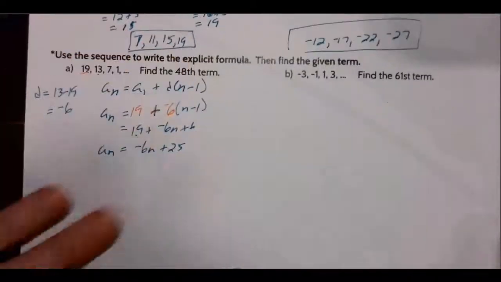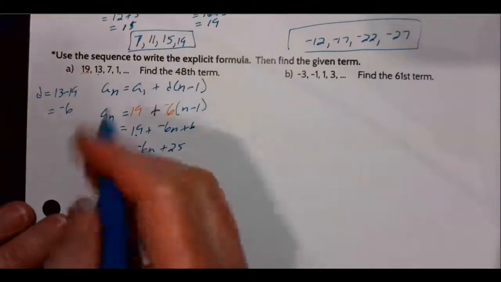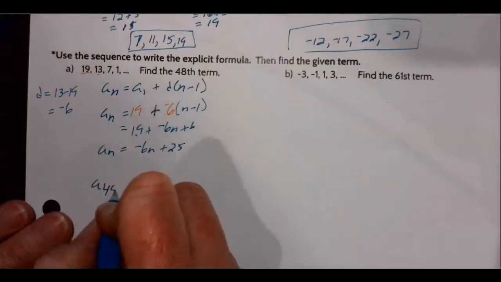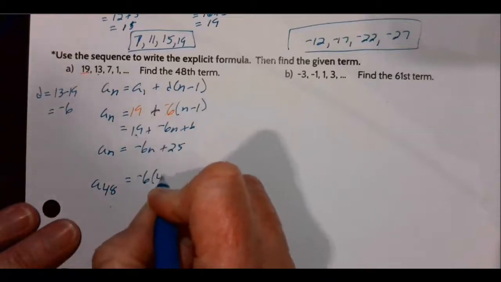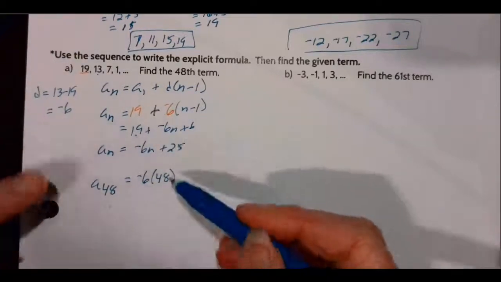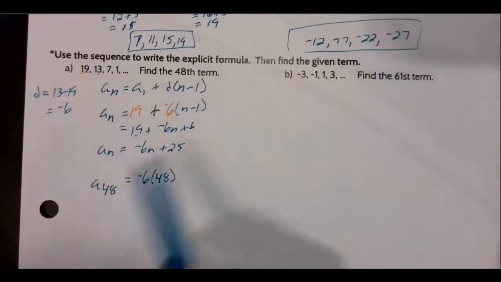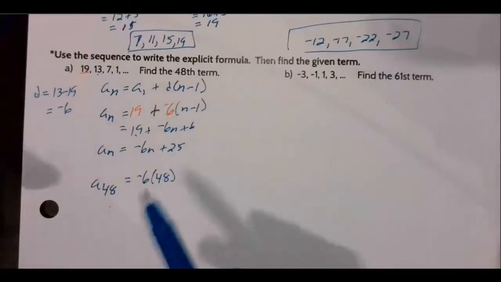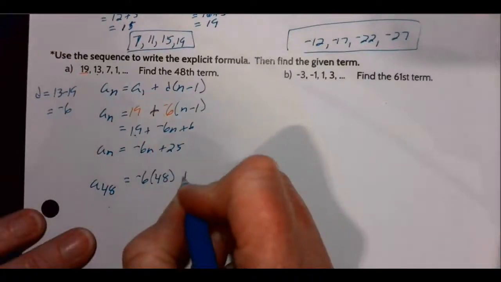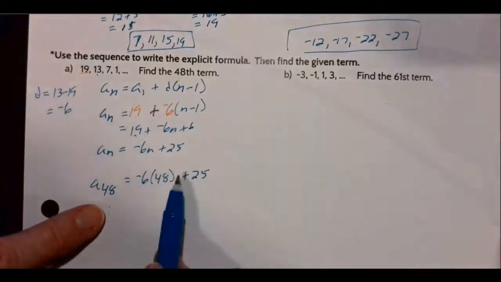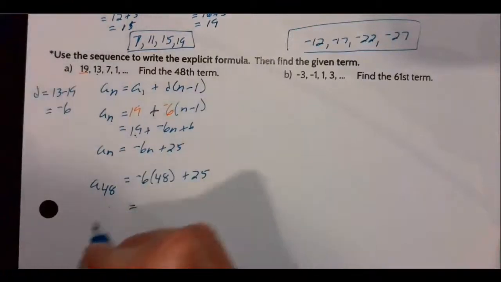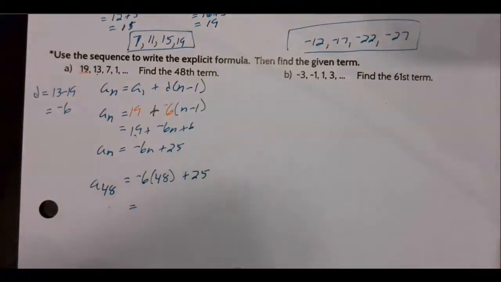Okay? Now I have to find the 48th term, so I have to find a sub 48. I want to find the 48th term. So in place of n, I'm going to plug in 48. And this is the other reason we're doing sequences right here. Doesn't this seem like it's just formulas? So it goes right along with it. It's very similar to what we did with formulas. Okay? So now, take out a calculator.